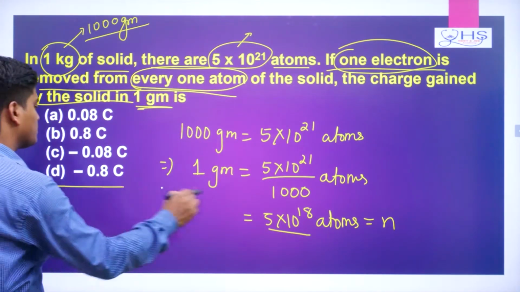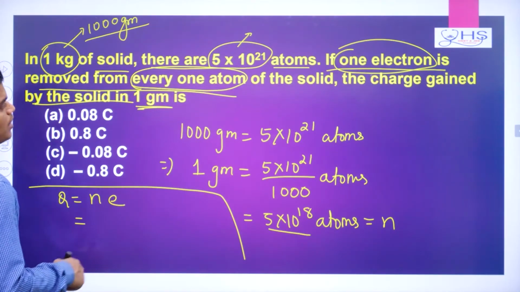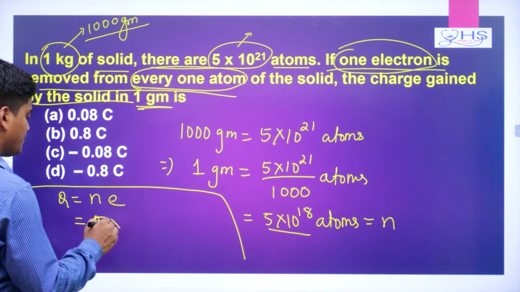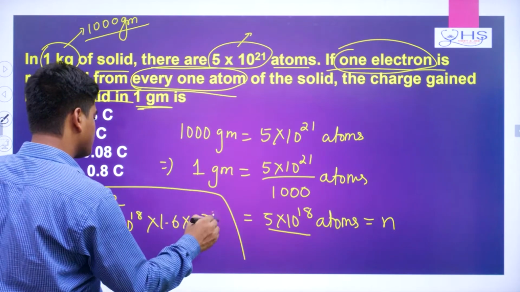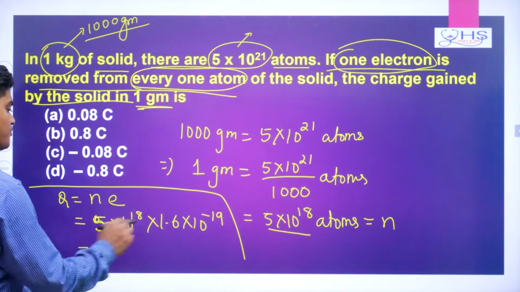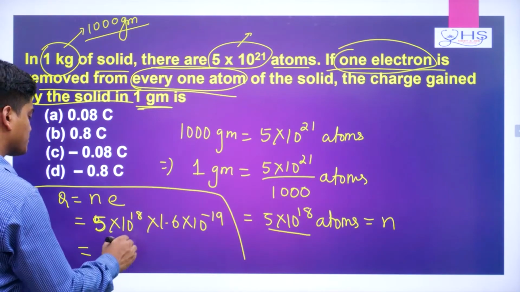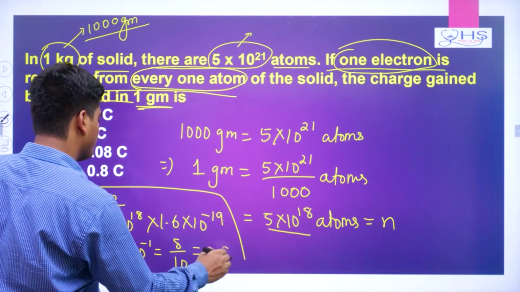So charge is what? Charge Q equal to n into e. Now n is given as 5 into 10 to the power 18, and e is 1.6 into 10 to the power minus 19. So 5 into 1.6 is around 8, and here it will become 10 to the power minus 1. That means it is 8 by 10, which is basically 0.8.